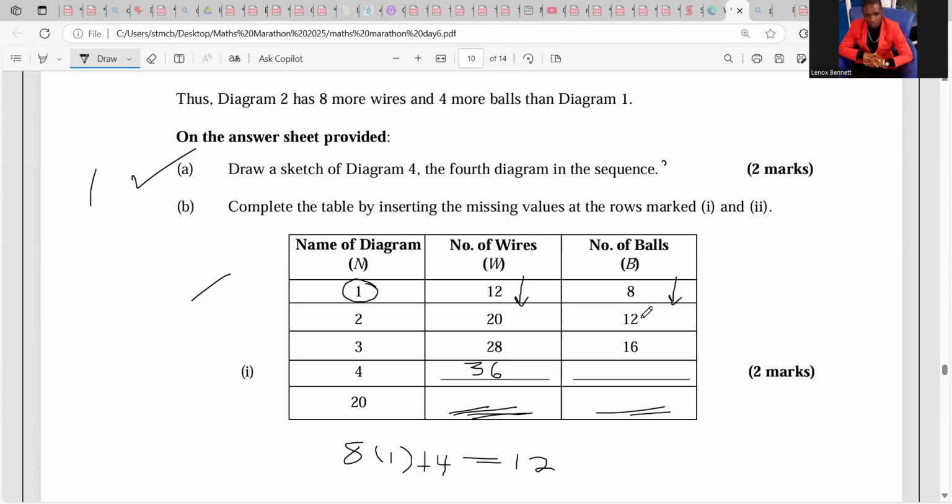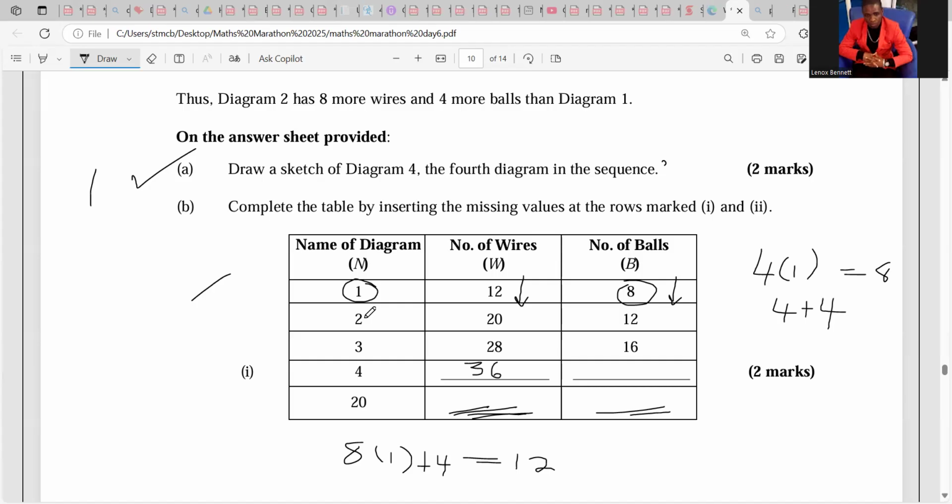I can use the same little strategy for the one here. The difference between 12 and 8 is 4. The difference is 4, so that means we multiply by 4. So we use n as 1, and this must give 8. So we do some form of operation and end up with 8. 4 ones are 4, so we add 4 here. Then we check if it's consistent with the other ones.